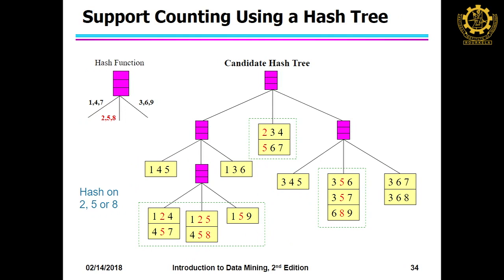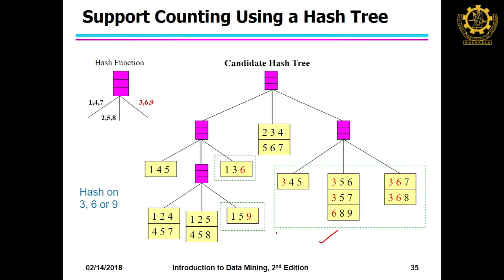Similarly for 2, 5, 8: you see 1 is okay and the next is 2, so this region is 2, 5, this is 5 and here also 5. This region is based on the hash function, that is, hash on 2, 5 and 8. Similarly, you can see here 1, 3, 6, 9.